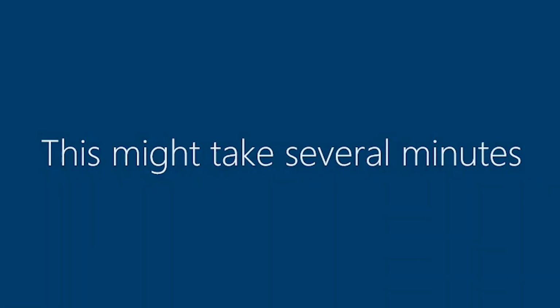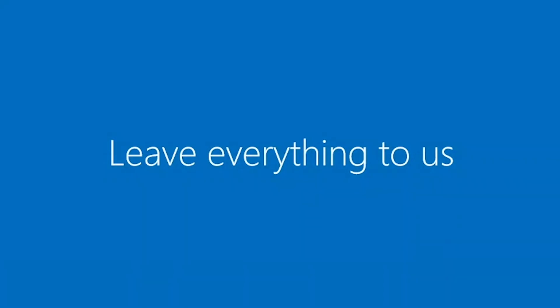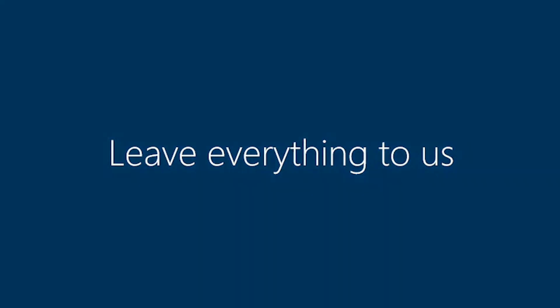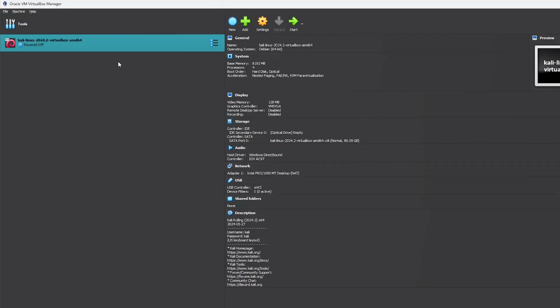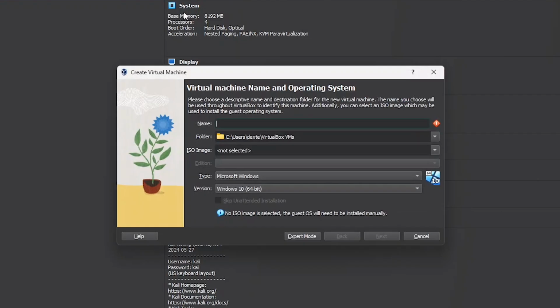In today's video, I'm going to show you how to set up a Windows test machine using VirtualBox. You need to install VirtualBox and download a copy of Windows to install on your virtual machine. I recommend to download Windows 10. Let's create the virtual machine.